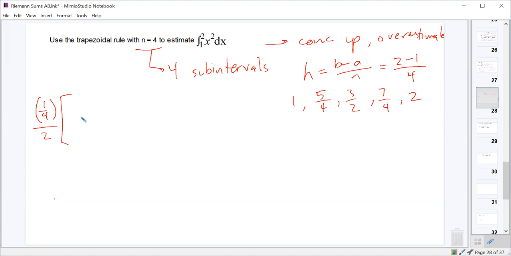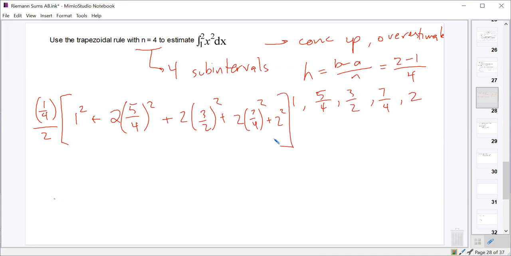So what's the first y value? It should be 1 plugged into this function, so 1 squared. And the next y value, which gets multiplied by 2, is 5/4 squared. And then 2 times 3/2 squared, 2 times 7/4 squared, and then just 2 squared at the end. Everybody good?